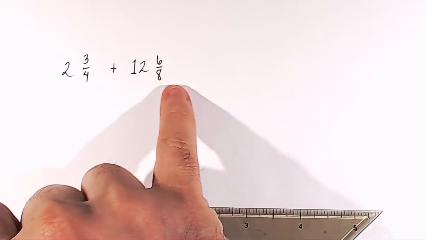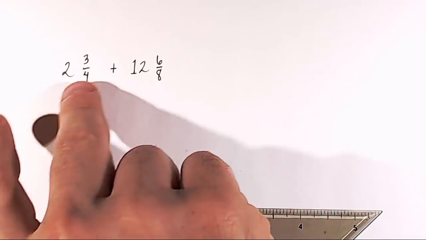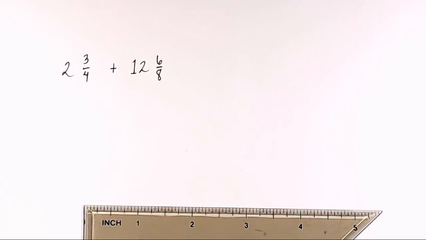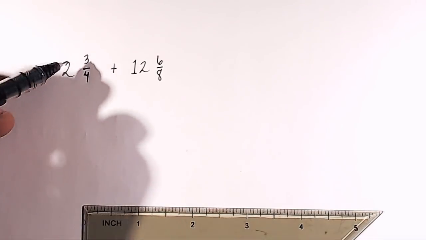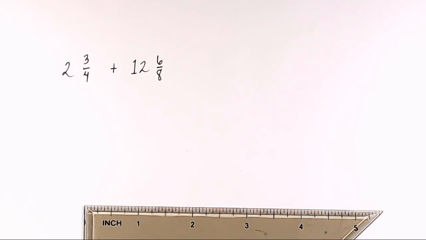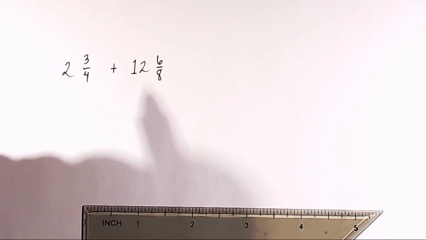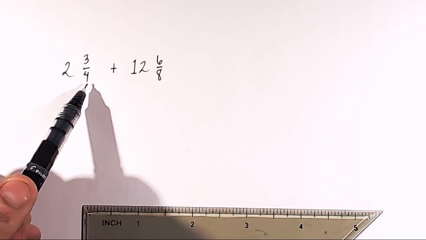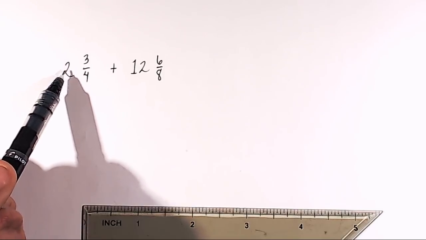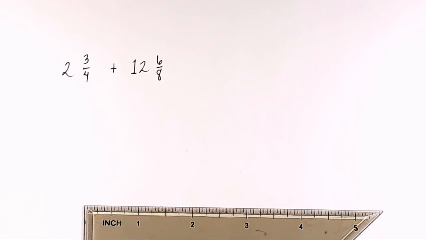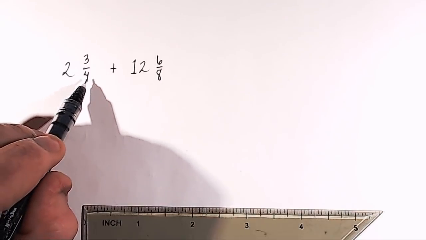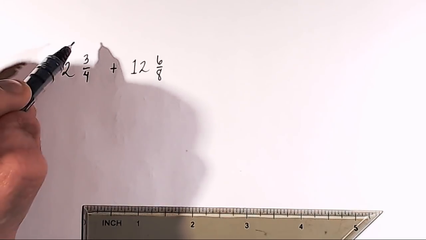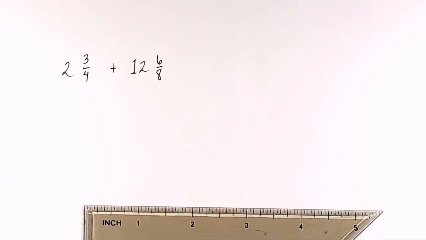Well, before we can add these, we have to convert them into improper fractions. See, these are mixed numbers. We're going to convert to improper fractions. So here's the procedure. You multiply the denominator times the whole number and then add the numerator. Again, you multiply the denominator times the whole number, then you add the numerator.